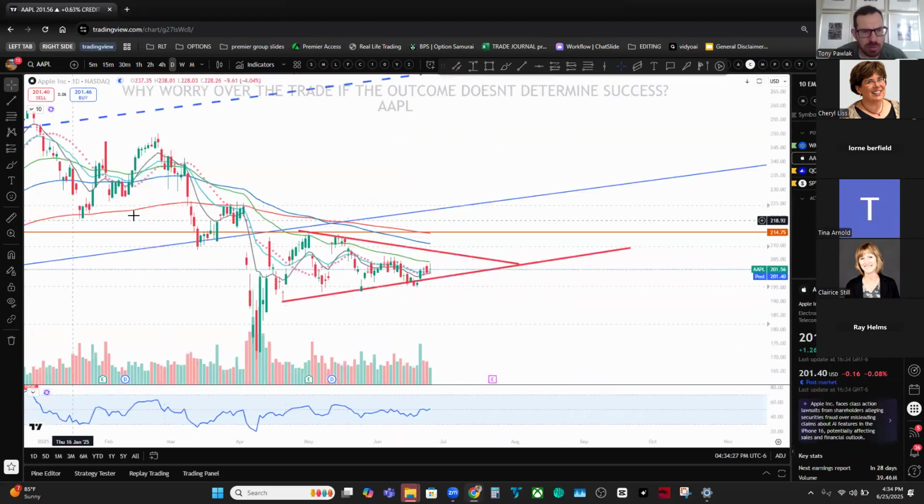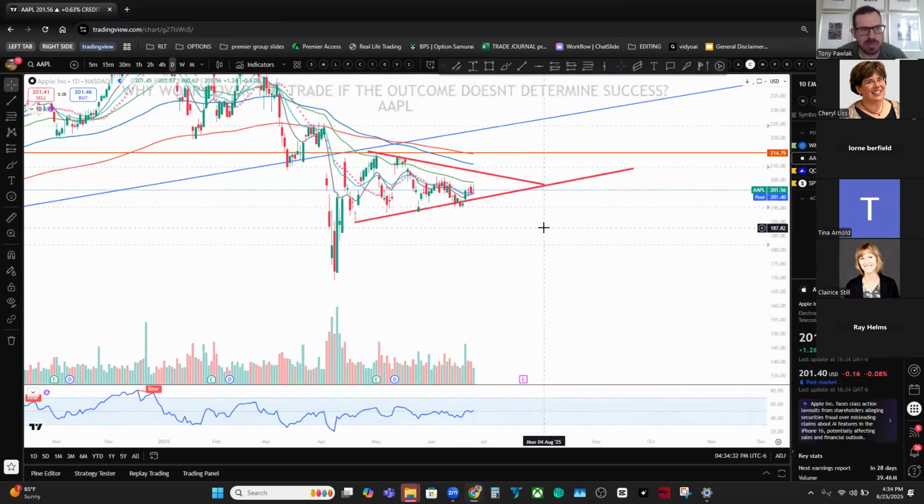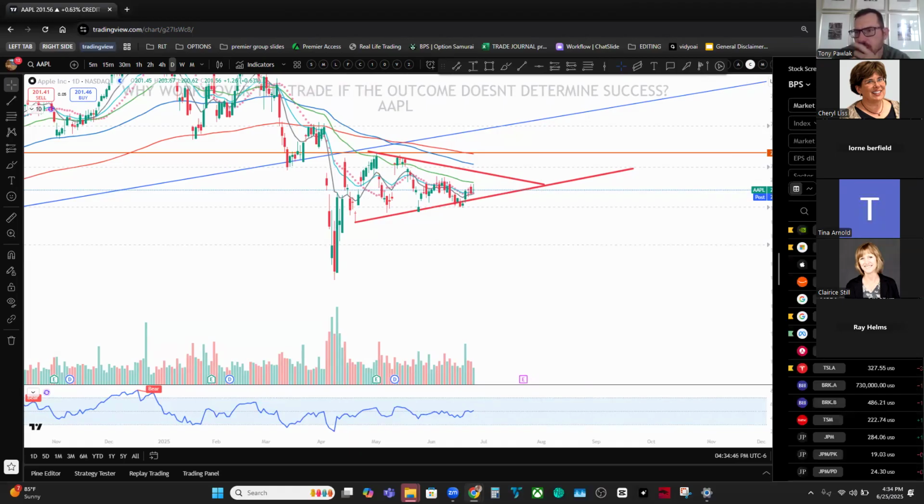All right, Apple. Apple, I think, also had the exact same bear setup on there, and it's still just inside of a pennant pattern. So we're not really doing a whole lot on that one. And then I think that's all we were really looking at from there. So let's go ahead and pull up our stock screener.